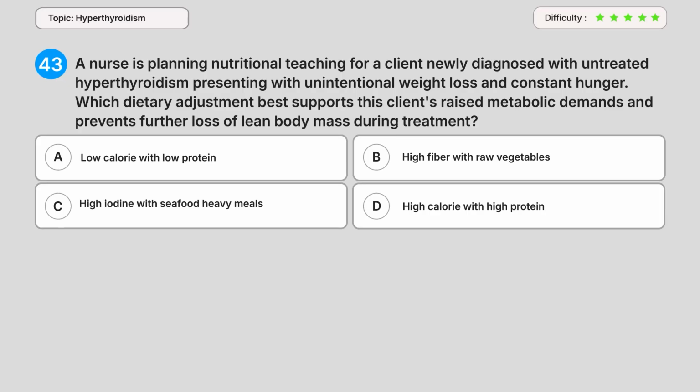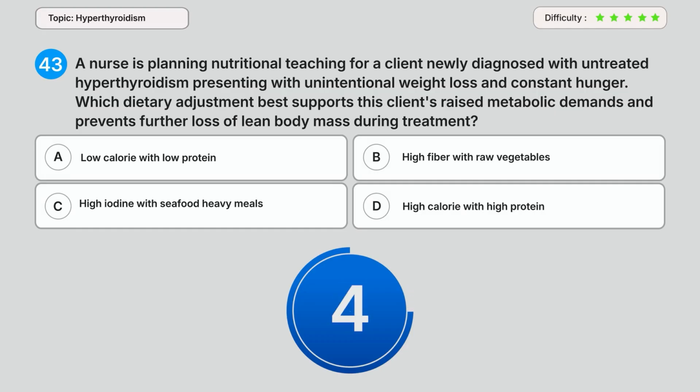B. High fibre with raw vegetables. C. High iodine with seafood-heavy meals. D. High calorie with high protein. What do you think is the answer?